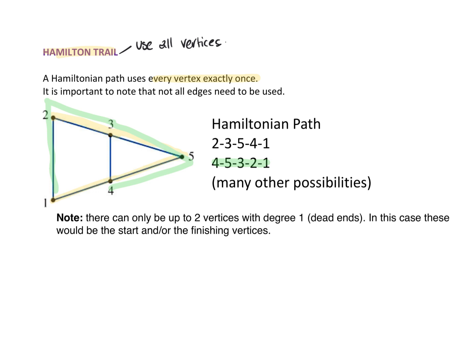There can only be 2 vertices with a degree of 1 with a dead end. In this case, these would be the start or the finish. Okay, so that's the only thing. If you had 2 degrees of 1, it means you'd get trapped out there. You can't come back out. So only one, otherwise they can be any degree.